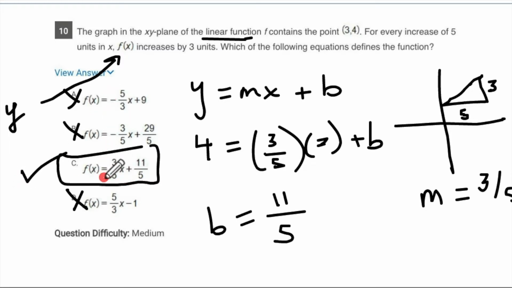If there were more than 2 with the 3/5 as a slope, then you would need to do this and find b and find the right b. All right, so I'm going to close for now, and I'll pick up with problem 11 in the next video.